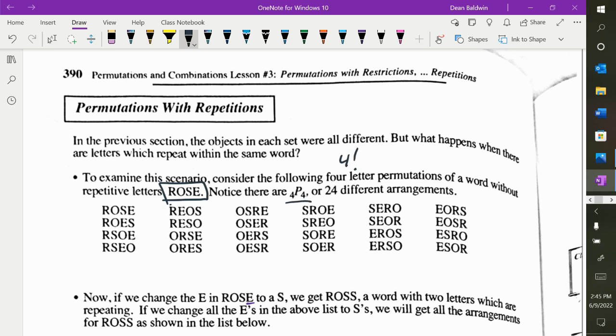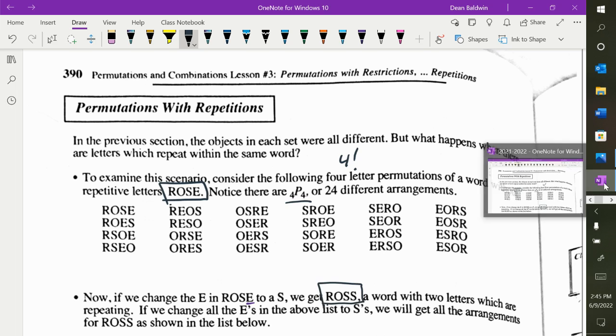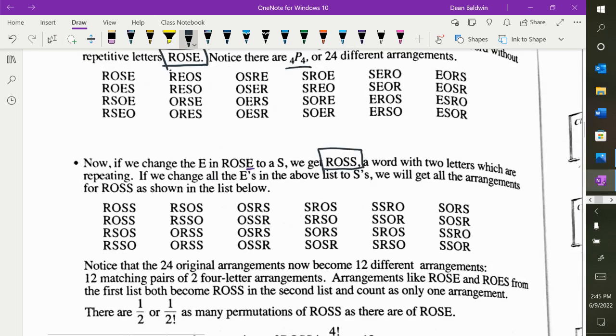If you change one of the letters, so I changed the E to an S to create the word Ross, and then you change it in everything that has an E, what happens is you start to get repeats occurring. There's another repeat there. So you actually reduce the number of different words you can say.